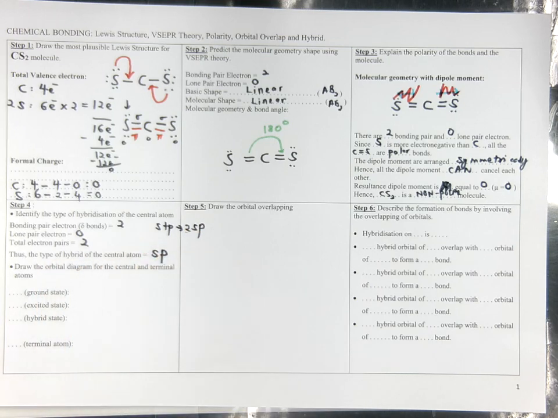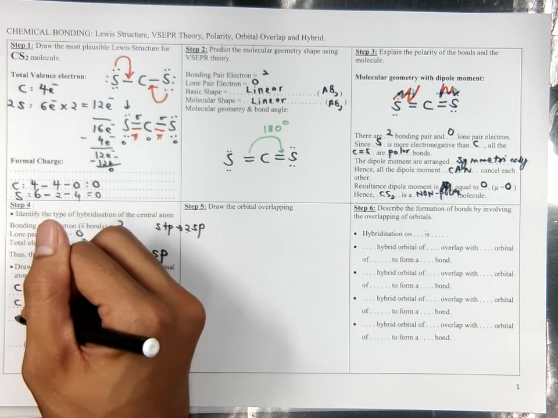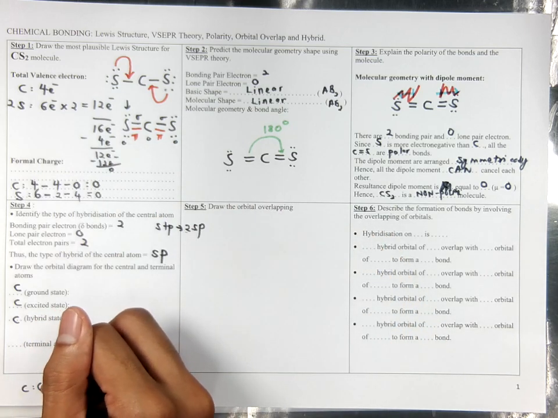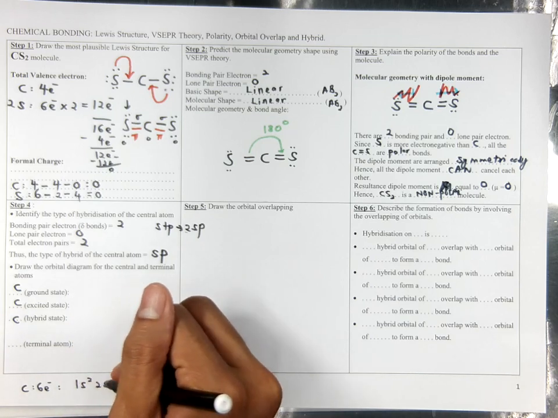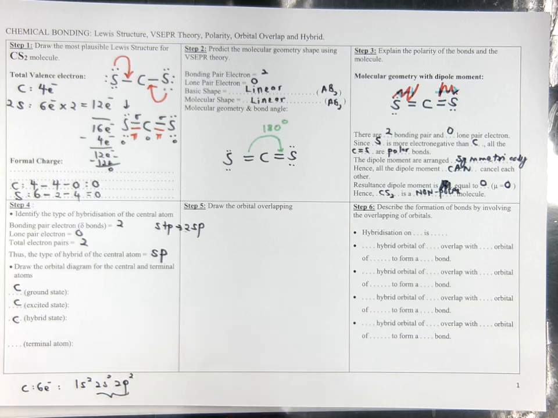So when the electron pairs is 2, hence the type of hybridization is going to be sp. Okay. Now you need to draw the orbital diagram for the central and the terminal atom. So your central atom is carbon. Carbon has 6 electrons. Hence, its electronic configuration is going to be 1s2, 2s2, 2p2. Since we are studying the valence bond theory, we only focus on the valence electrons, where the valence electron is the electron that is involved in the formation of bonding.